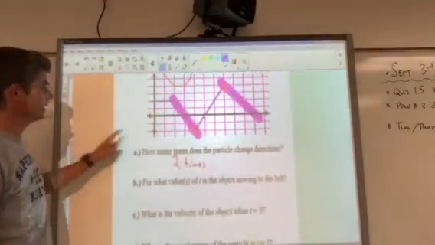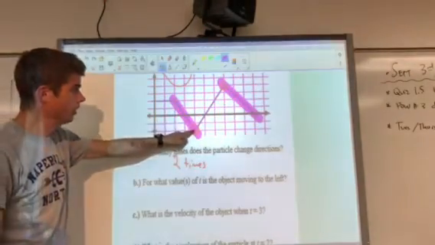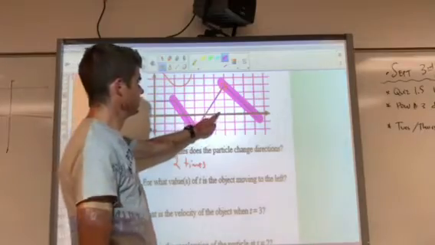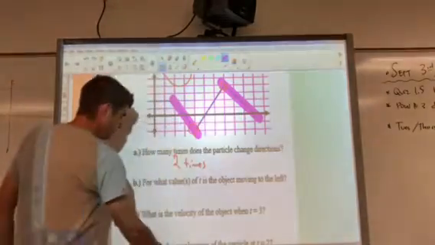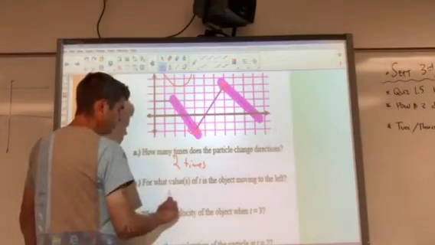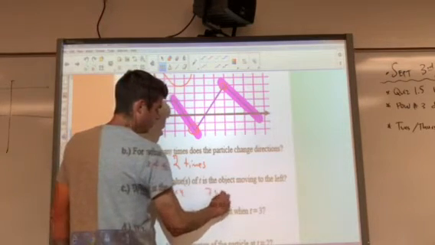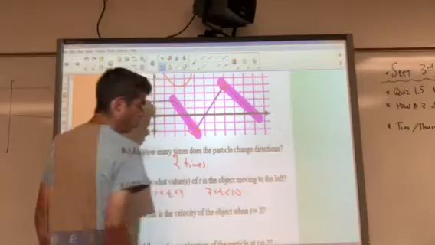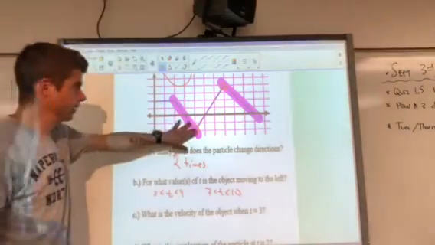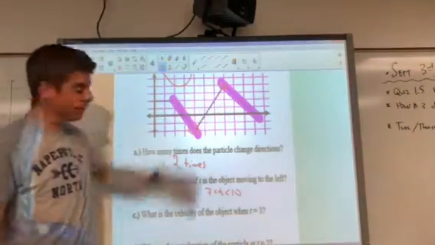So what is that? T equals 2 to 4. And then, let's see, 5, 6, 7 to 10. So I can say T from 2 to 4 and from 7 to 10. Open interval strictly because technically the velocity at these cusps is undefined.